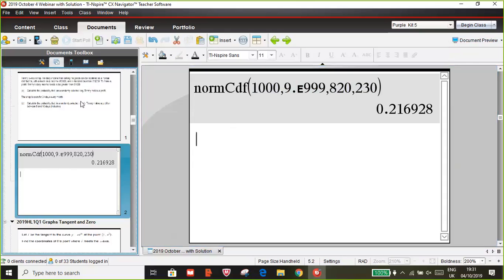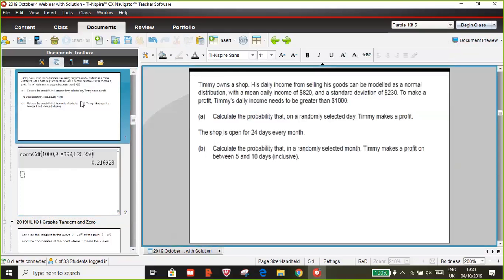The shop is open for 24 days every month. Calculate the probability that in a randomly selected month, Timmy makes a profit on between 5 and 10 days inclusive. So this is basically a normal binomial CDF with a probability that comes from the normal distribution inside. So how do we do it? How do we get a more accurate answer, as accurate as we can?